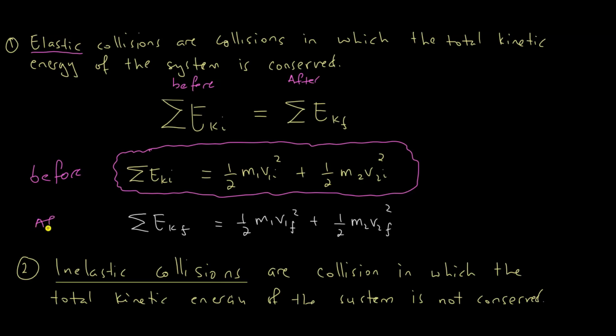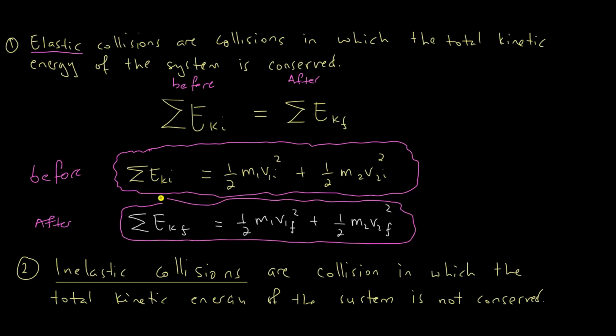And then this is after the collision has occurred. You also do the same thing. You sum up the kinetic energies of object 1 and object 2 after the collision. And then you compare these two values. If you see that they are equal, then it means that particular collision is elastic. Alright.